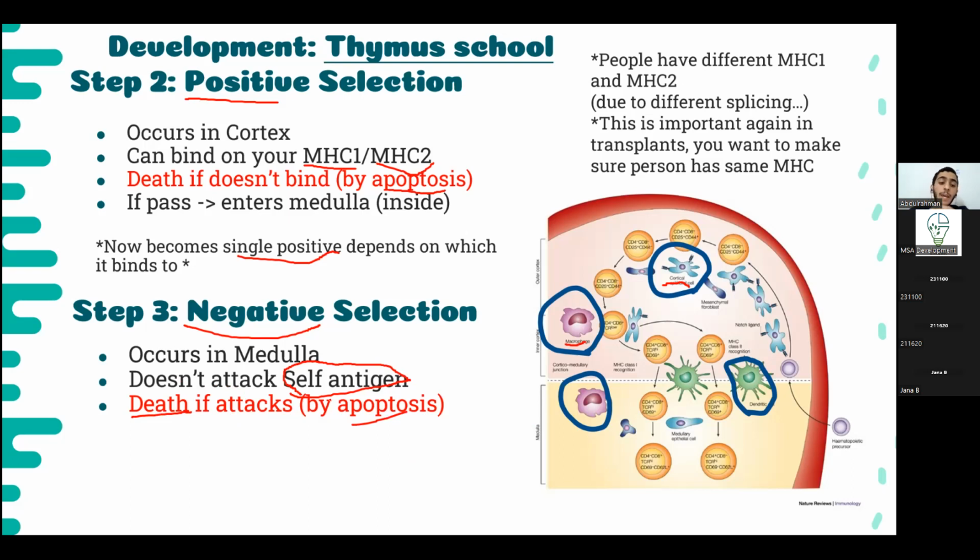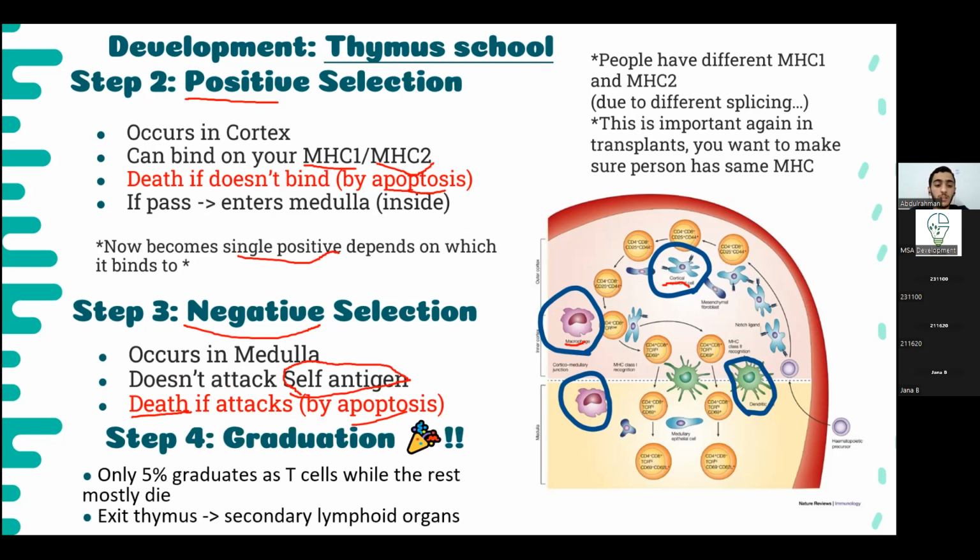By apoptosis. And if it doesn't bind, meaning it binds MHC1 and MHC2 but not the ones of the human body, then it's a good T cell, so we can release it. It graduates and is released to the secondary lymphoid organs. Only 5% graduate. It's not important to know, but a lot of the T cells are going to die through apoptosis.